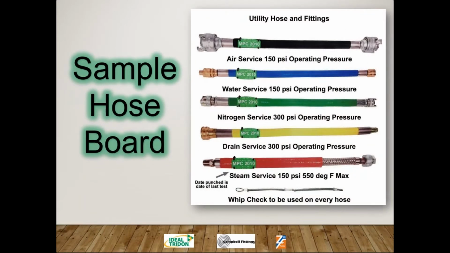Sample hose board. So this is one of the goals of a hose survey, getting involved with that end user, writing the spec, setting up something like this. This is a sample hose board that we made for, I believe, a refinery in the Gulf. This shows what the air service fittings will look like, water, nitrogen drain, the steam service. There's a date punched for the date of the last test.